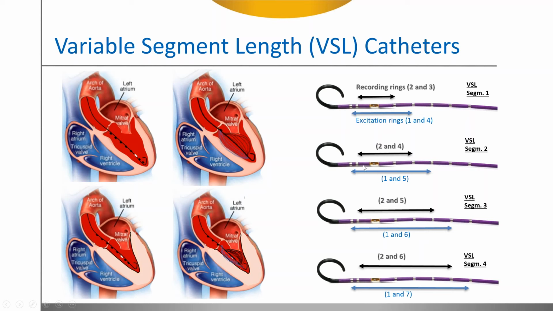The VSL segment 2 has excitation rings at configuration 1 and 5, while recording are at 2 and 4. At this configuration, ring 4 became recording as we switched to a larger heart chamber, for example. This goes 1 ring up until VSL configuration 4, where now 2 and 6 are recording, while 1 and 7 are excitation.